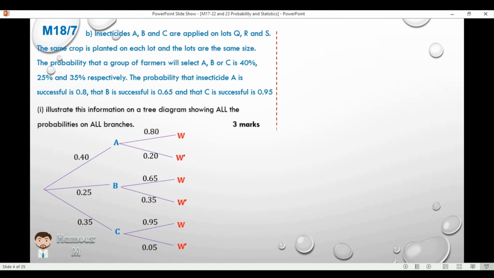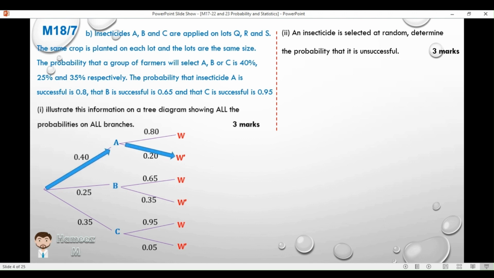Let's now go on to part 2, where they're saying an insecticide is selected at random. Determine the probability that it is unsuccessful. So that means that if we're looking at the red outcomes, unsuccessful means that it does not work. So it will be W prime. So how do we represent this? We can say that at the point of A, choosing that lot, it cannot work. So the 2 blue arrows indicate such. So that can be written as probability of A and not working.